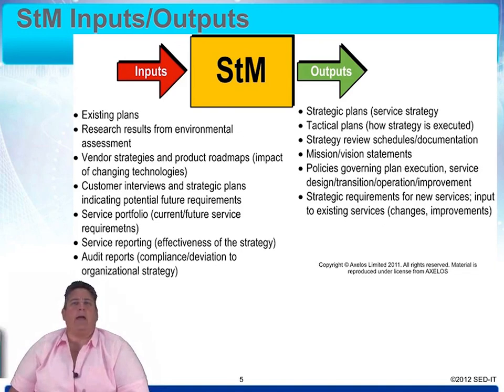The outputs to strategy management include the updated strategic plans, as well as tactical plans and strategy review schedules and various pieces of documentation. Another output would be the updated mission and vision statements, as well as policies that will govern the plan execution and its improvements, as well as the strategic requirements for new or changed services.